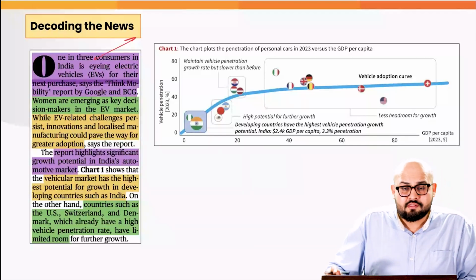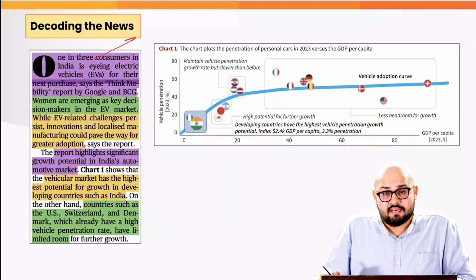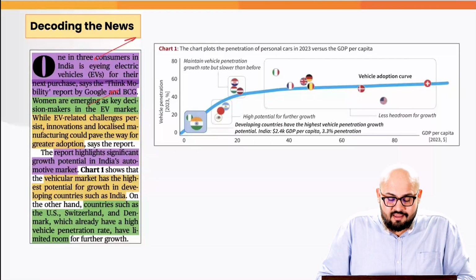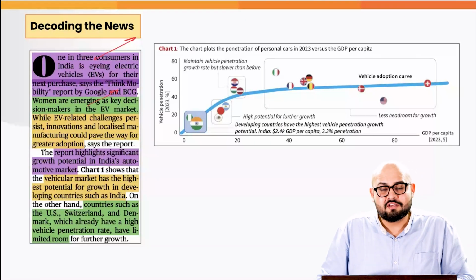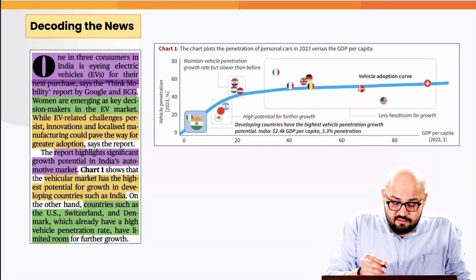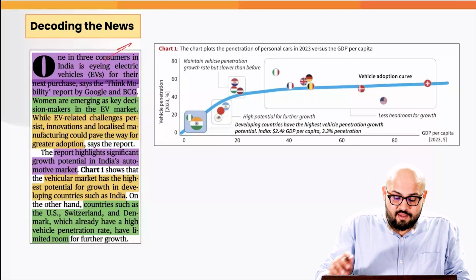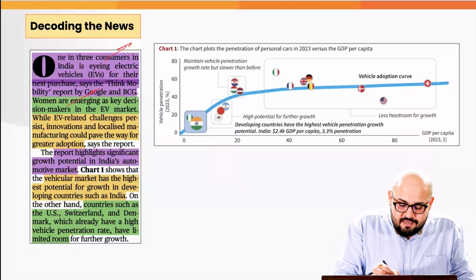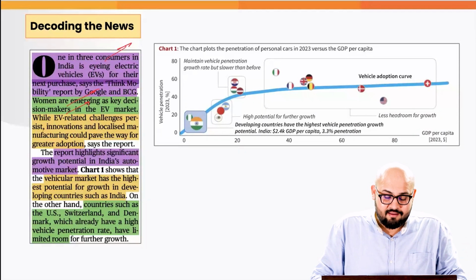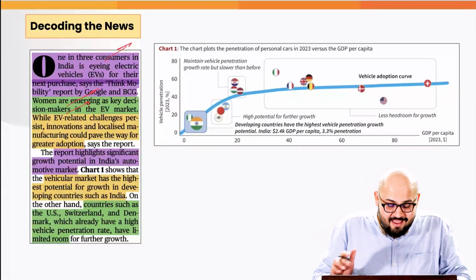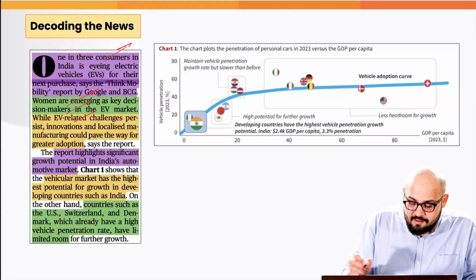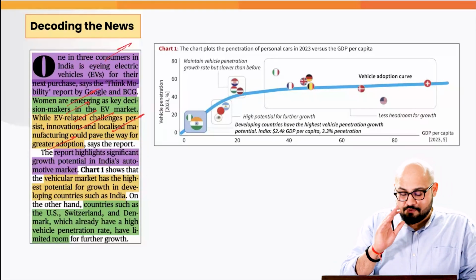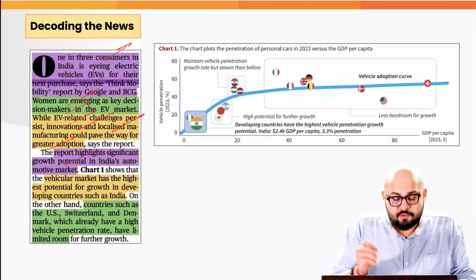So 1 in 3 consumers in India is eyeing electric vehicles for their next purchase, says the report. Women are emerging as key decision makers in the electric vehicle market. Well, this is obviously true for other things as well. I believe that it applies in almost all cases. While electric vehicle related challenges persist, innovations and localized manufacturing could pave the way for greater adoption. The report highlights significant growth potential in India, right?